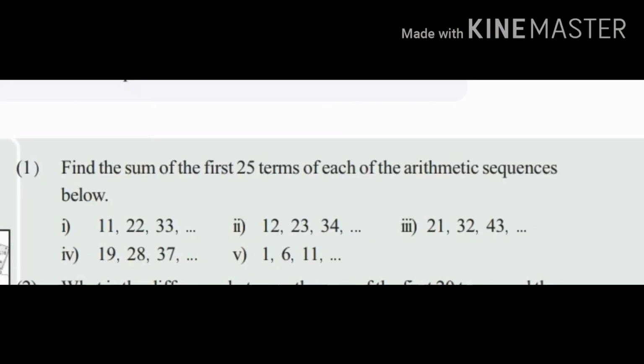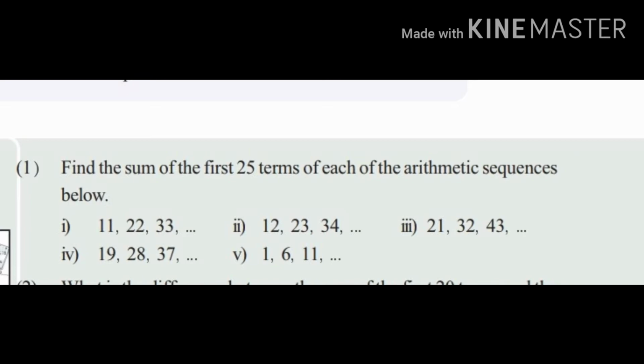Question number 1. Find the sum of first 25 terms of each of the arithmetic sequences below. 5 sub-questions are given. For each sub-question, the first 3 terms are given. You have to find the sum of first 25 terms. So for all 5 sub-questions, the number of terms, that means n, is equal to 25.